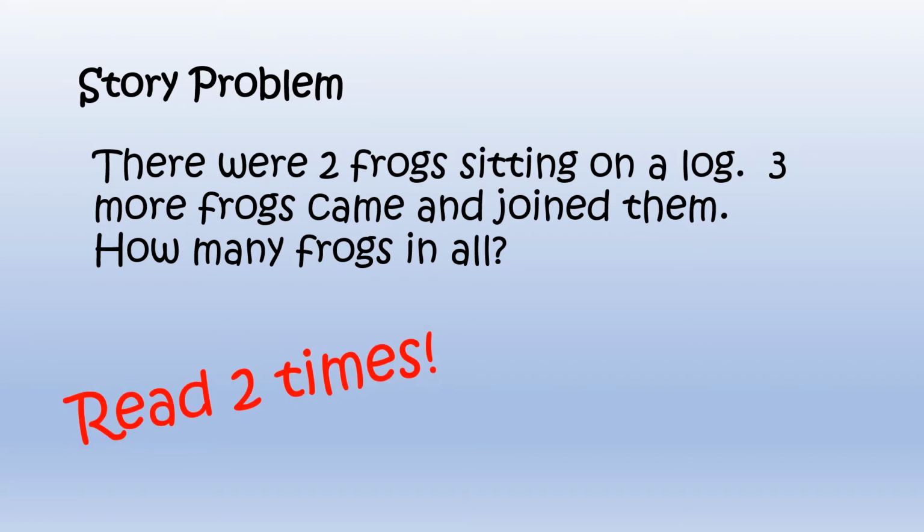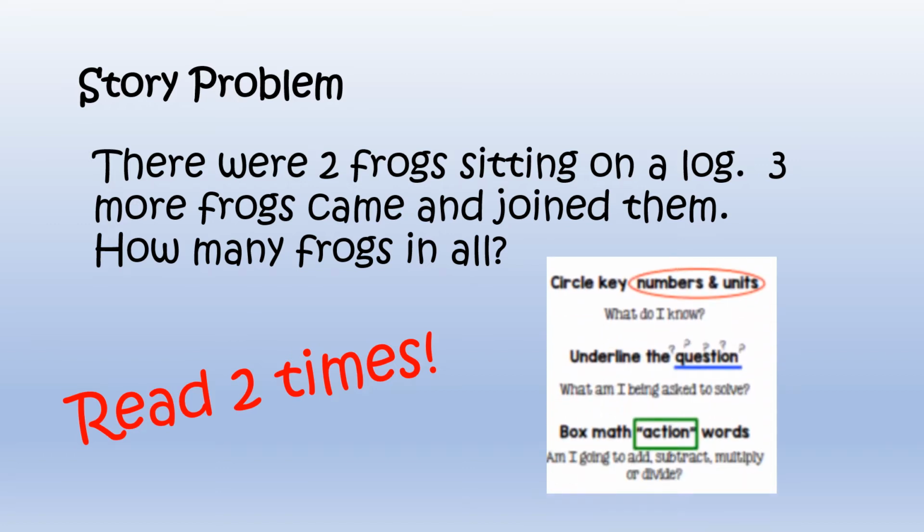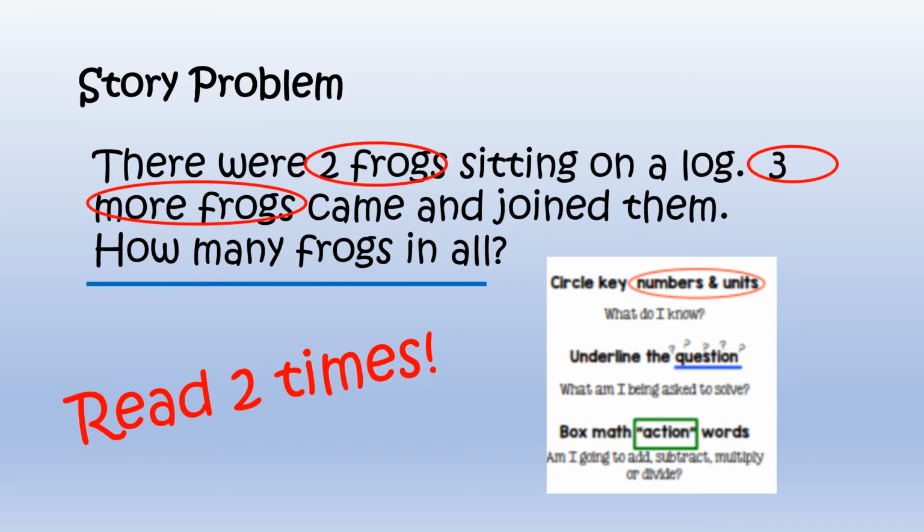Have to read it one more time. There were 2 frogs sitting on a log. 3 more frogs came and joined them. How many frogs in all? Let's circle the important numbers and underline the question. Let's box the action word, joined.